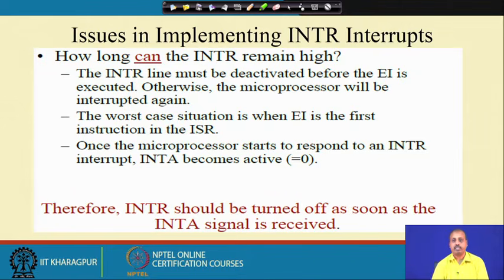As soon as the device gets the interrupt acknowledge signal, it should withdraw the INTR signal. Otherwise, there is a chance that in the interrupt service routine, this enable interrupt will be the very first operation. As a result, the processor will sense the interrupt once more. So, this is the guideline. To interrupt the processor properly, the device should be ready to keep the interrupt line high for 17.5 clock cycles, and as soon as the interrupt acknowledge signal is received, it should deactivate the INTR signal.